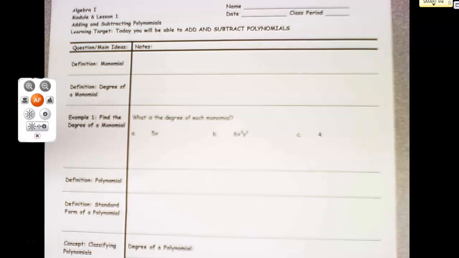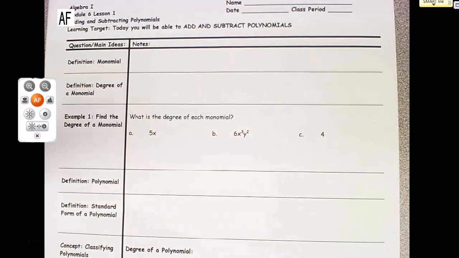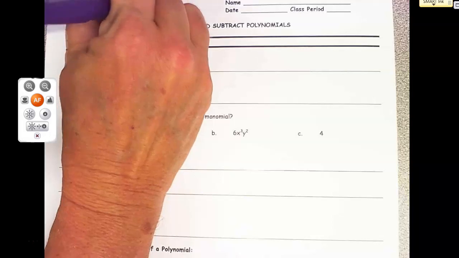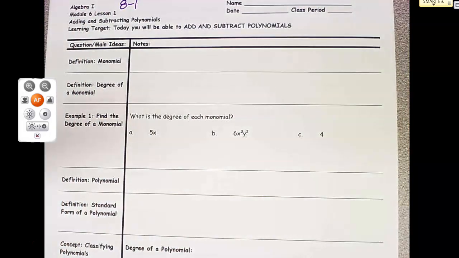Alright, here we have our first lesson of Module 6. This is lesson number 1. It corresponds in the book to section 8.1, so your notes may have that on there. We're going to define some terms, and our learning target today is to be able to add and subtract polynomials.